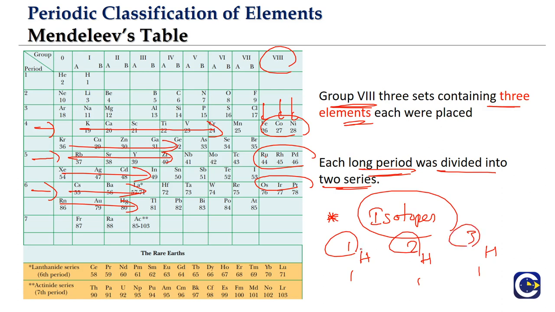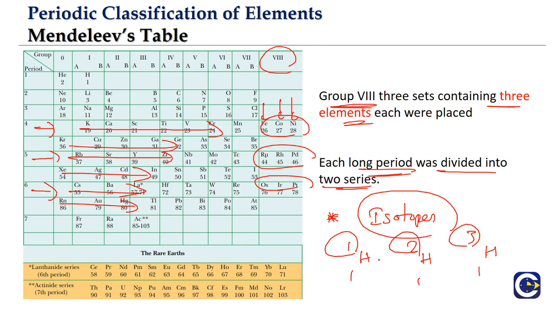Protium, what is the mass number? 1. Deuterium, what is the mass number? 2. Tritium, what is the mass number? 3. And their atomic mass also will be different. So if the atomic masses are different, then the isotopes must be given different places because we are arranging the elements in the increasing order of the atomic mass or atomic weight.